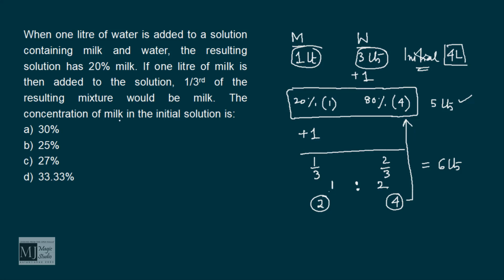The concentration of milk in the initial solution. In the initial solution, milk was 1 liter and the total volume of the solution was 4 liters. So how much is it? 1/4 is 25%. Playing with numbers works, believe me.